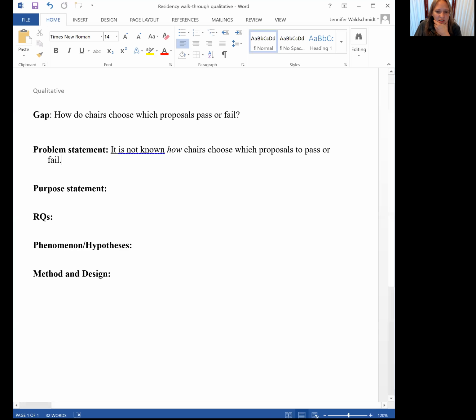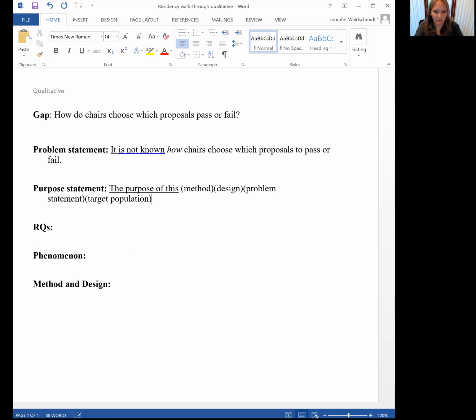Okay, so much like I did on the last one, I'm going to copy this how to the end of our sentence. So I'm going to copy that there, and then we're going to use that to drive our other items down below. Since we're doing a qualitative here, we're going to be looking at a phenomenon. So the purpose statement, just like quantitative, starts a very specific way. The purpose of this, and then again, we're going to have to list our method, our design, our problem statement, our target population, and our location.